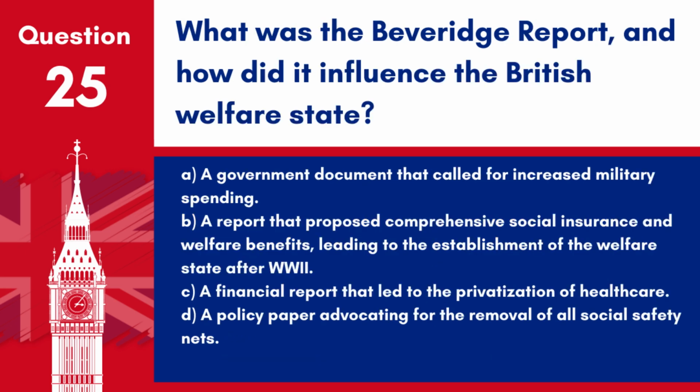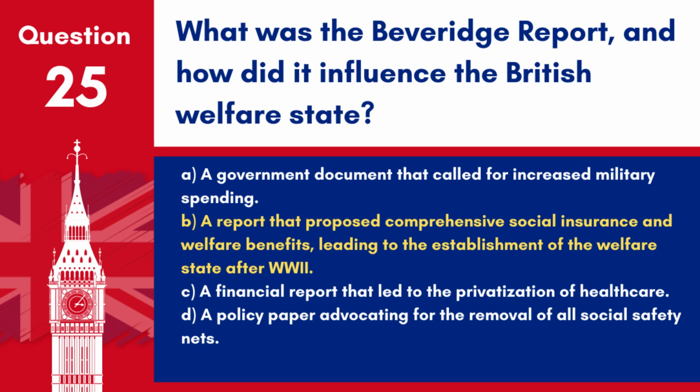Question 25. What was the Beveridge Report, and how did it influence the British welfare state? A. A government document that called for increased military spending. B. A report that proposed comprehensive social insurance and welfare benefits, leading to the establishment of the welfare state after World War II. C. A financial report that led to the privatisation of healthcare. D. A policy paper advocating for the removal of all social safety nets.